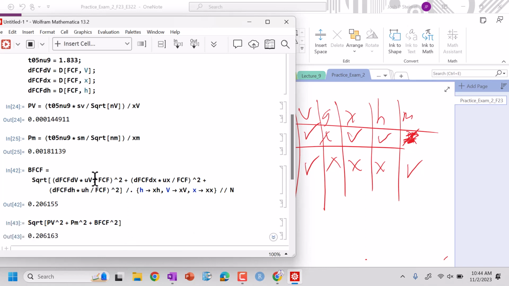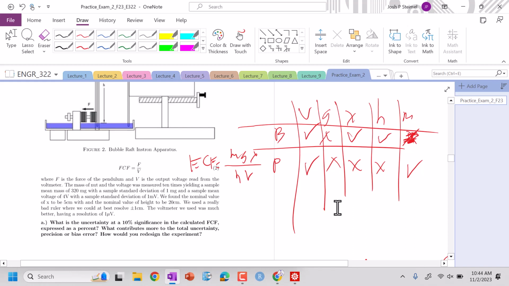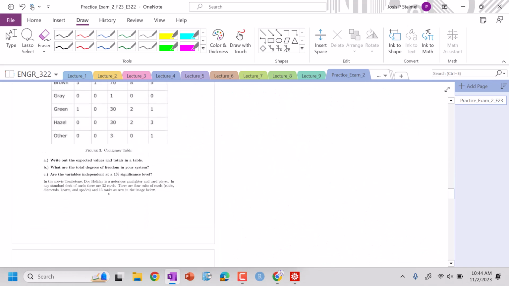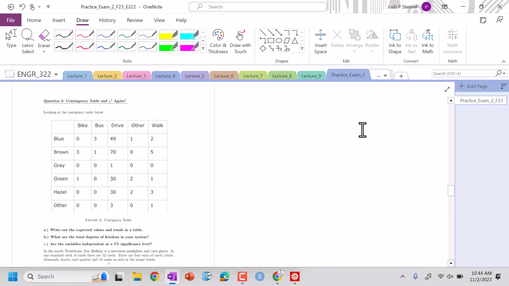So what dominates? Clearly the bias, for sure. How can we improve it? Well, why don't we use a micrometer next time? A micrometer would really help us in that area. So that's it. Fantastic. Problem 2 done. Contingency tables are next. We'll see you then. Thanks.